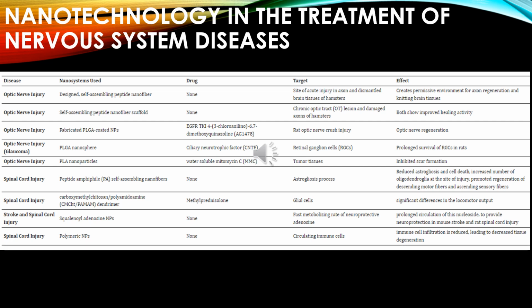and these are the different target sites, like the site of acute injury in the axon. Here it is chronic optic neuropathy in the case of optic nerve injury. Here it is the case of rat optic nerve crush injury, with retinal ganglion cells as the target. So this shows how it effectively helps in the regeneration and restoration of function of the axon. This is how nanotechnology helps in the treatment of several nervous system diseases.